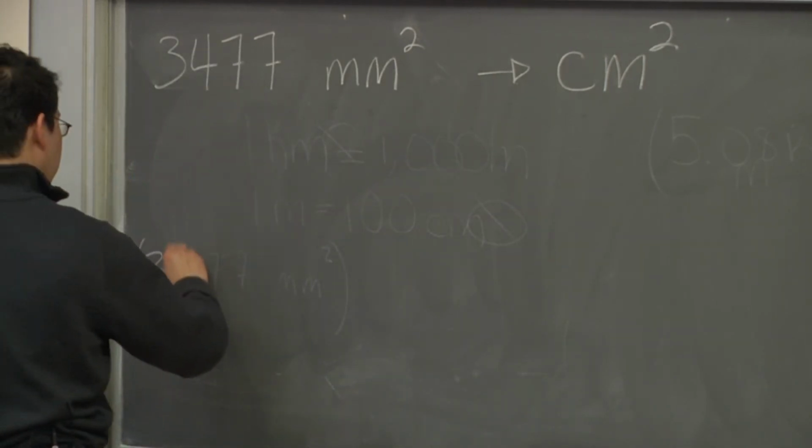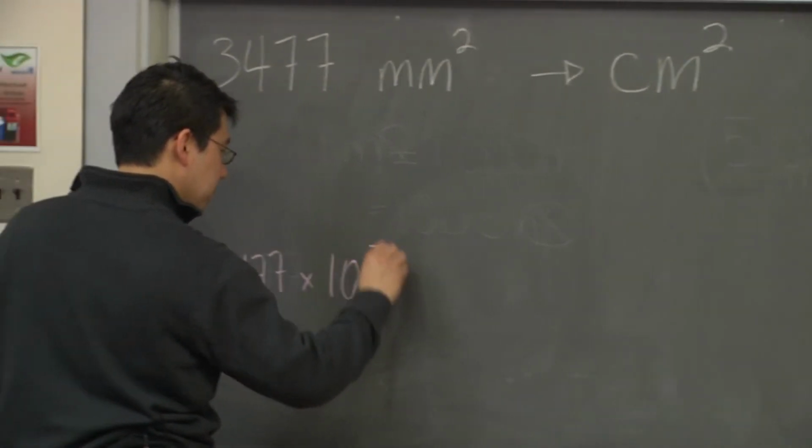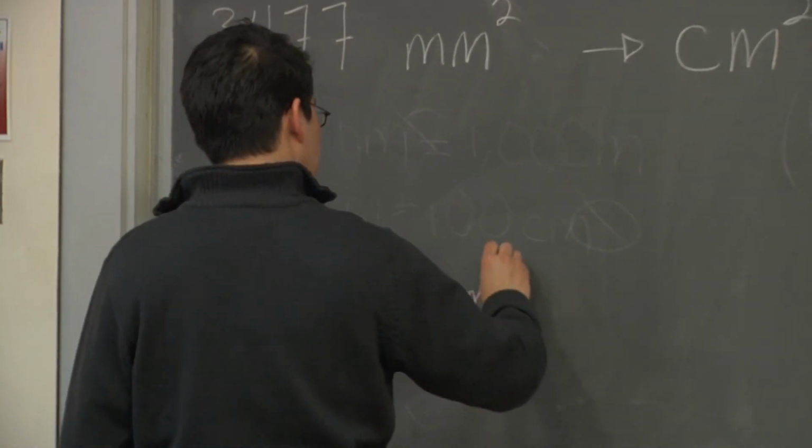So 3.477 times 10 to the third millimeters squared.